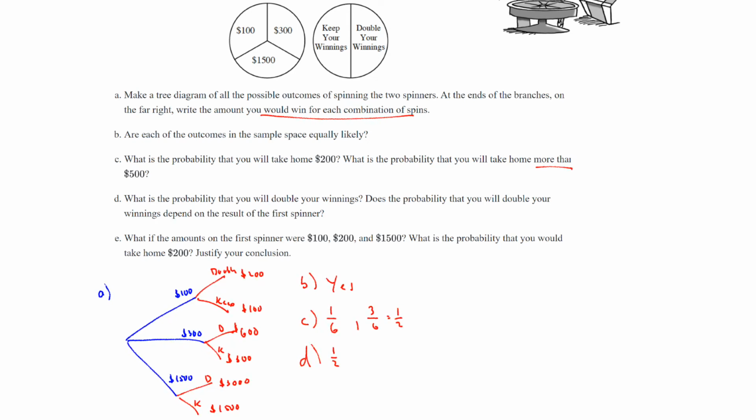Does it depend on the first spinner? And the answer to that is no, because no matter what, you're going to get the opportunity to double your winnings. So the spinners are independent of each other.